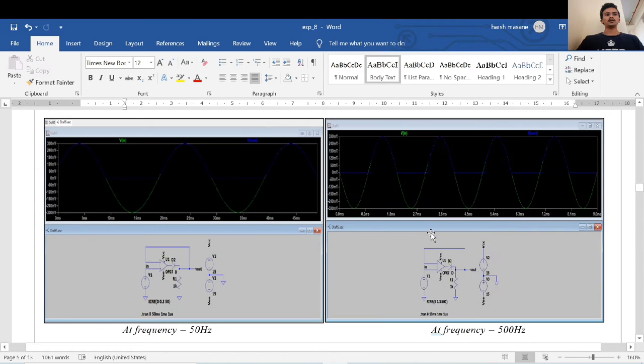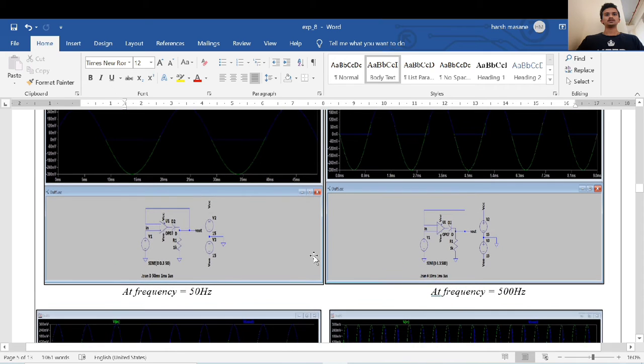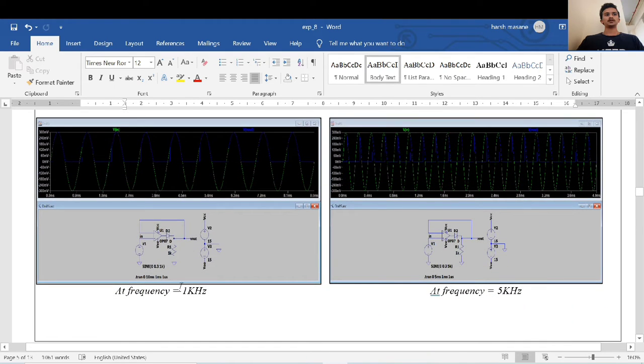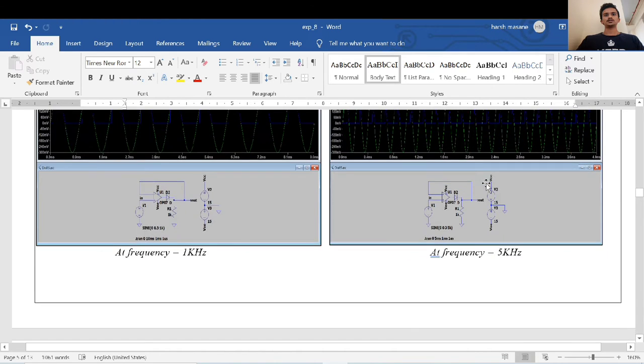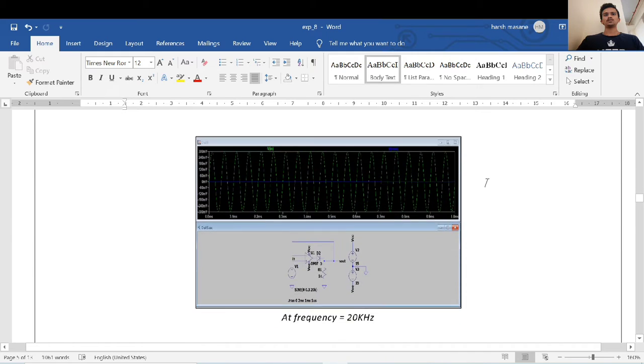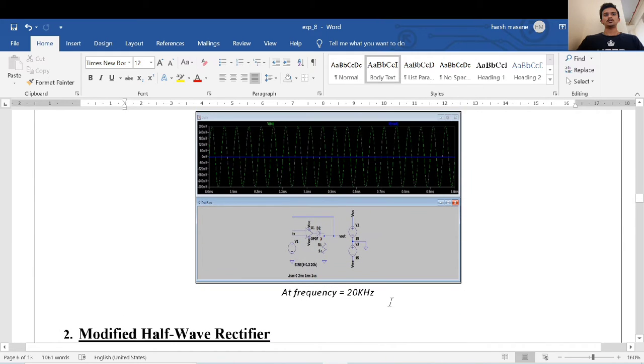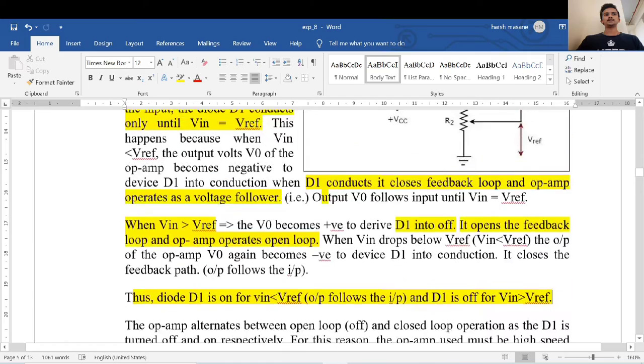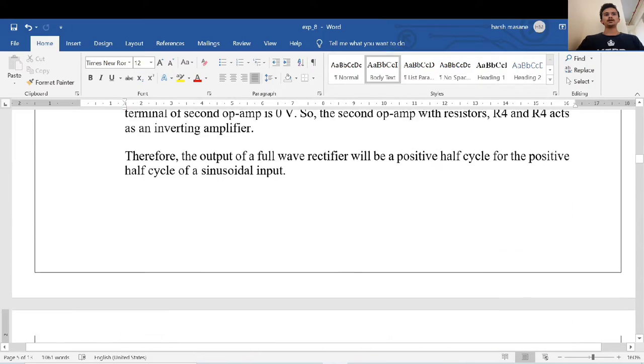Here at 50 hertz and at 500 hertz we can see the waveforms. As we go on increasing the frequency, you will see the distortions at the output. At 5 kilohertz you can see there's a distortion, and when we increase the frequency more and more, at 20 kilohertz we can see the output is 0. To eliminate this, we design a modified half wave rectifier.